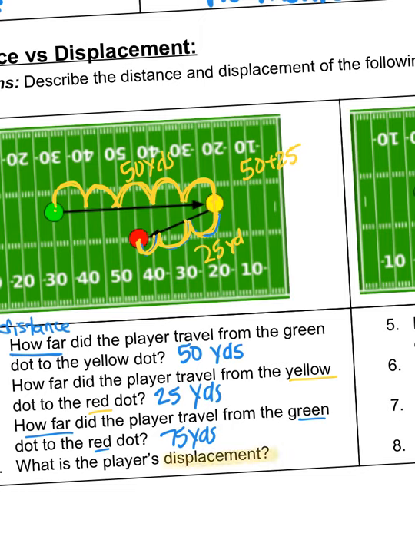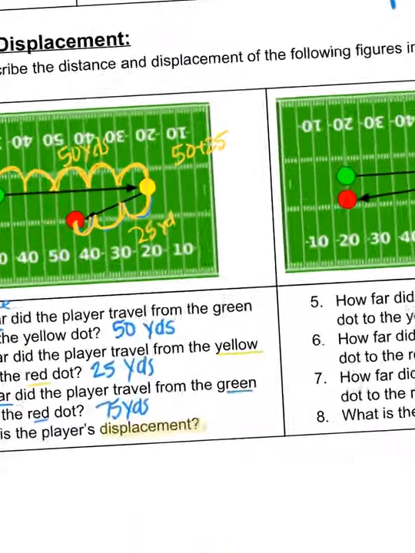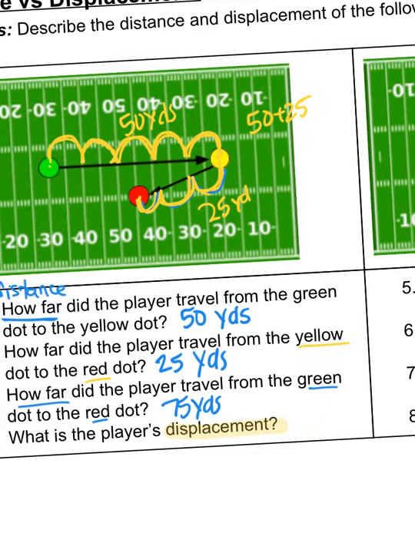Now, here's the question. I didn't get the fourth one. Displacement. Displacement, if we look at our definition up here, is the distance from the starting point to the end point, no matter the path. So we're making like a beeline, a straight line to it. We're going from here to here. That's how far we're going. That's displacement. From green to red is displacement.